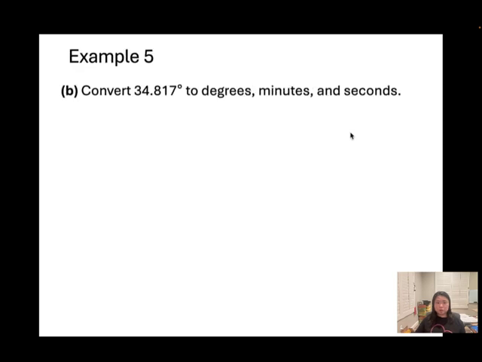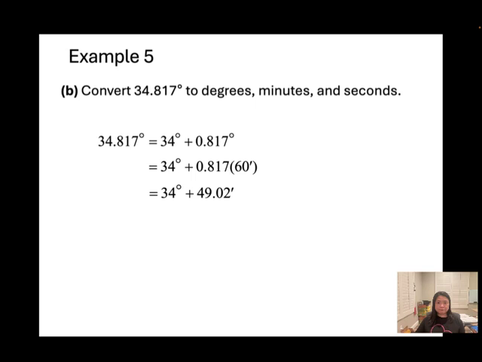Okay, another one. I want you guys to try to do it by yourself. This time I want to convert it to degrees, minutes, and seconds. Okay, you could see I do have 34.817 degrees. So first, separate the decimal part in here. And then I'm going to multiply 60 minutes to this degree. You should get this. And then the 49, that will be the minute.